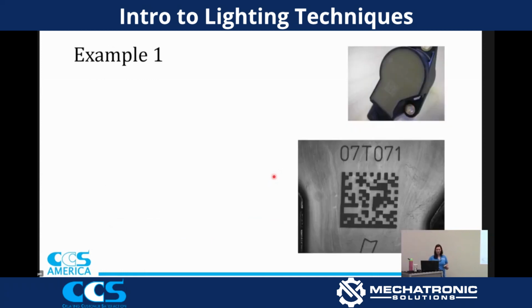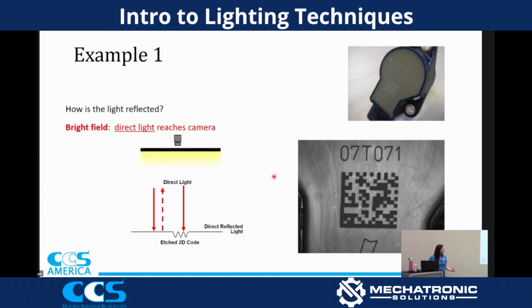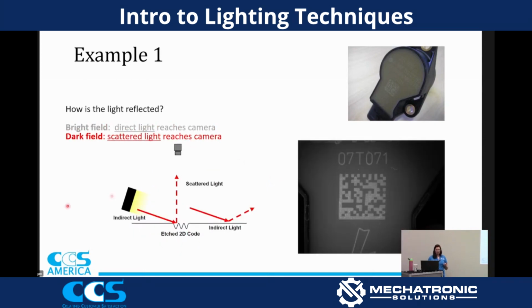Just another example here is another etch boss on metal. If you have the direct flat dome light shining down, you'll have that bright field image because it reflects straight back, but this part scatters. Or if you keep your camera in the same spot but use a different light, you're now reflecting that light away, but you're capturing that scattered light in the camera.